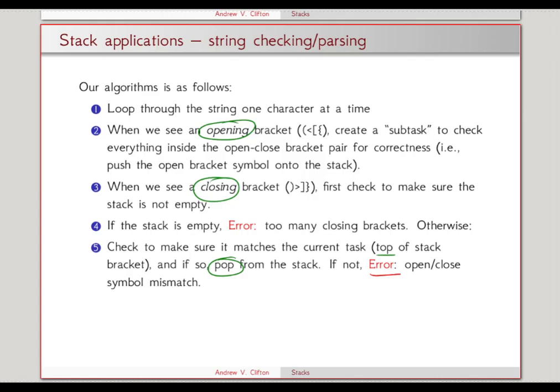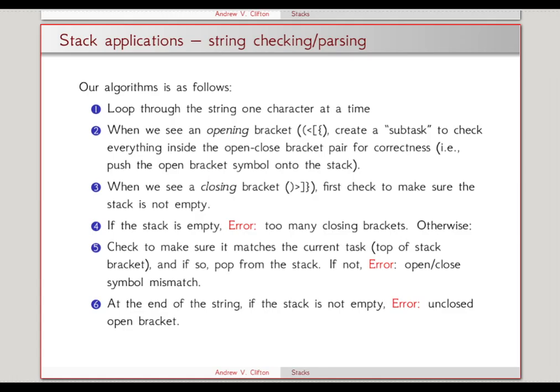That means we had a mismatch, like you tried to have an open parenthesis and then close it with a square bracket or something like that. And then if we get all the way to the end of the string, and we don't hit this error or this error halfway through, the stack should be empty at that point. If the stack is not empty, that means we had too many open brackets, right? We had an open parenthesis that was never closed, so it is still on the stack. It got pushed onto the stack somewhere in the past, and then there was no closing bracket that matched it to pop it off.